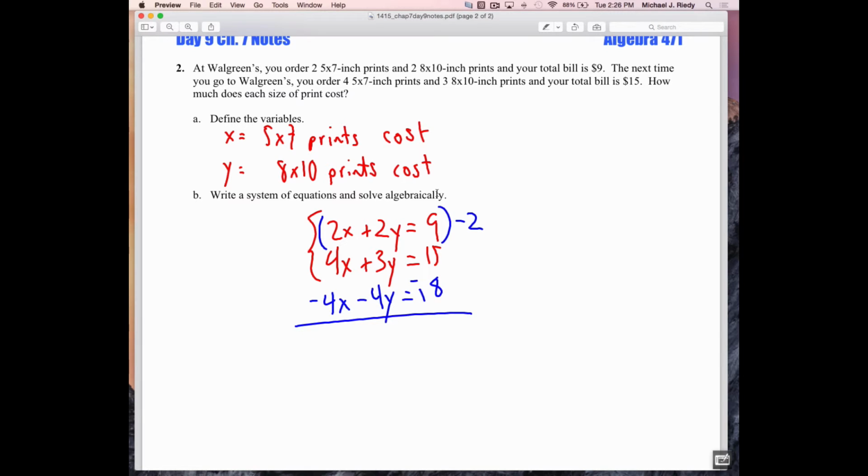Adding. Good. 3y plus negative 4y is negative y. 15 plus negative 18 is negative 3. Therefore, y equals 3. Am I happy about that number? Yes.